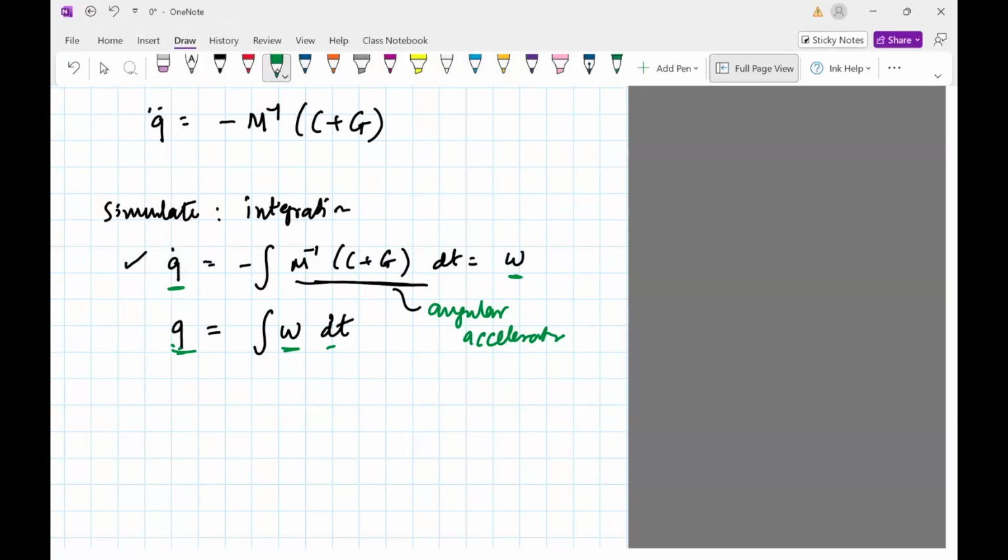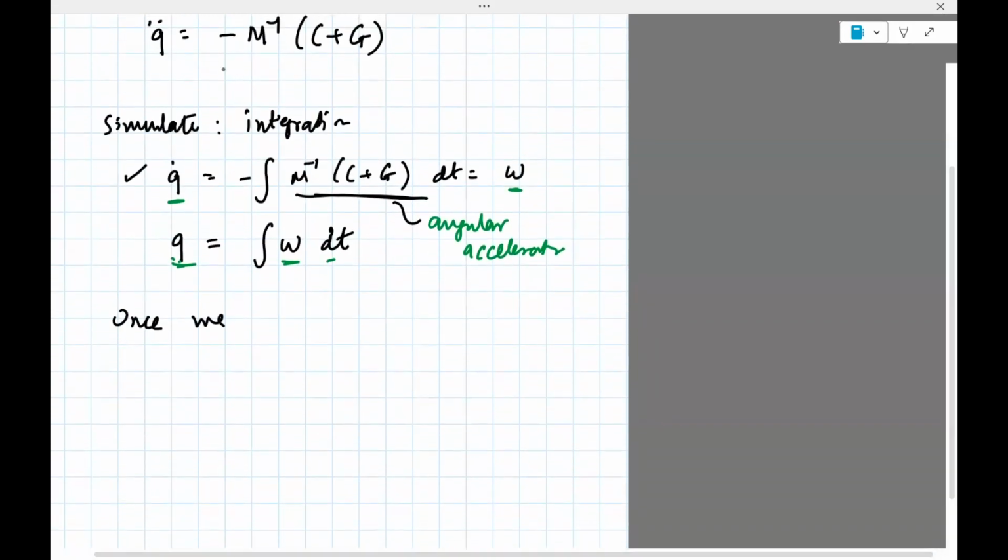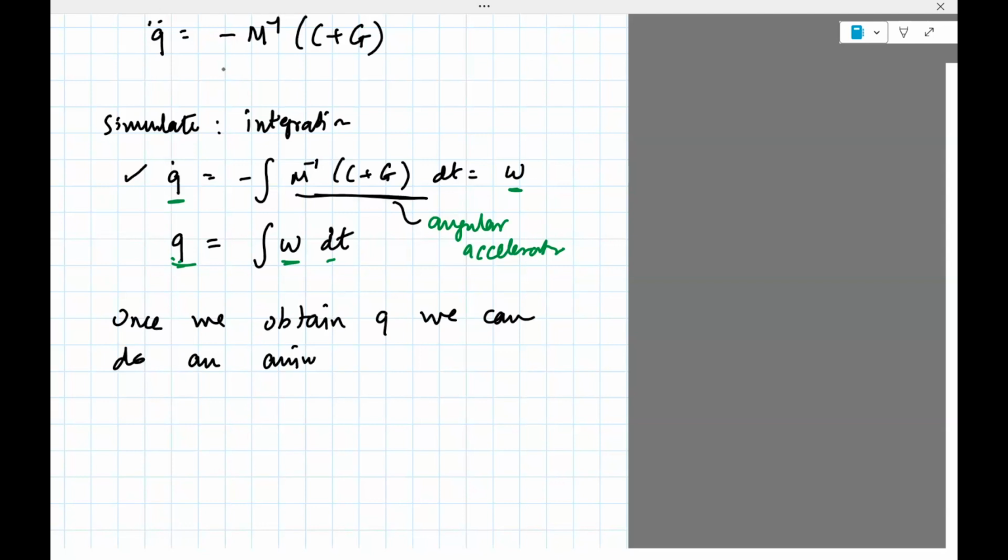So once we obtain q, we can do an animation, right? We have seen how to do animations in the past. It's just a matter of figuring out the position of the joints. So q is theta 1, theta 2, theta 3.